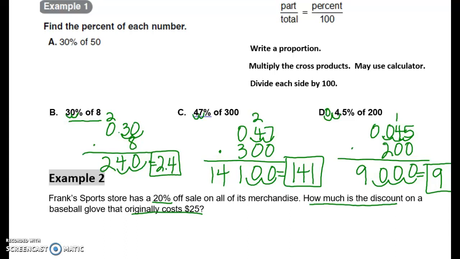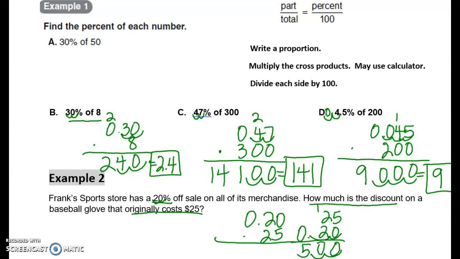0.20. So pause. You're saying 0.20 because you changed this percentage into a decimal? Yes. Okay, perfect. 0.20. I love it. Times 25. Times 25. I agree. This is correct. So go ahead and do your math. Let's solve this to find out how much the discount is.